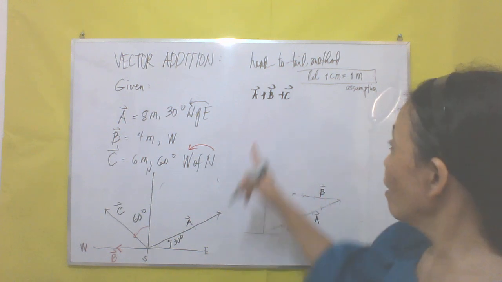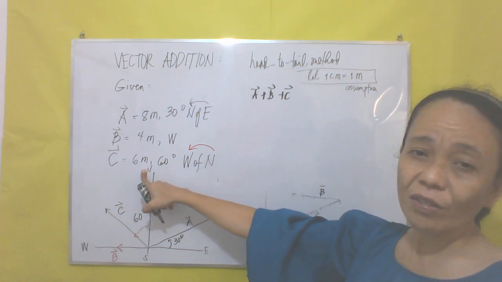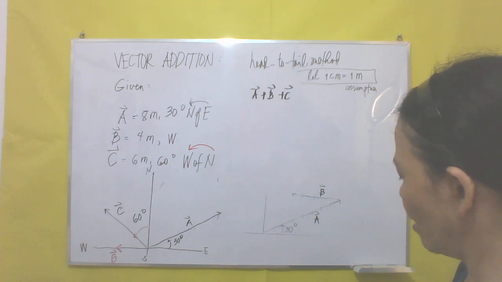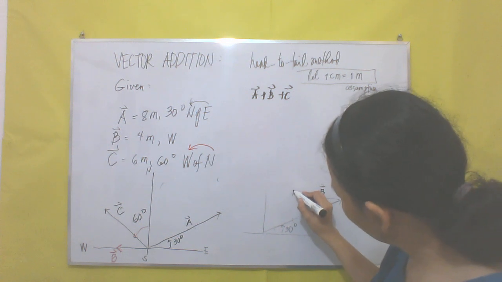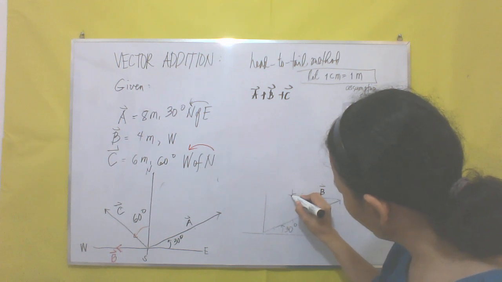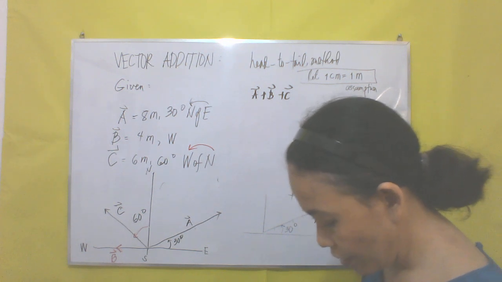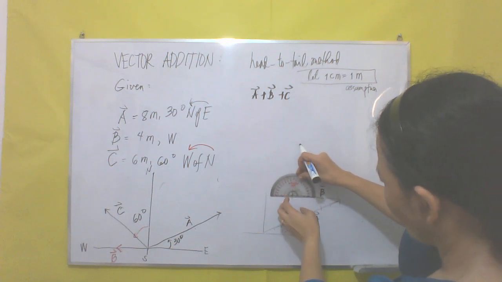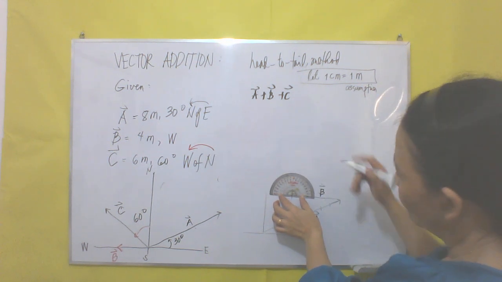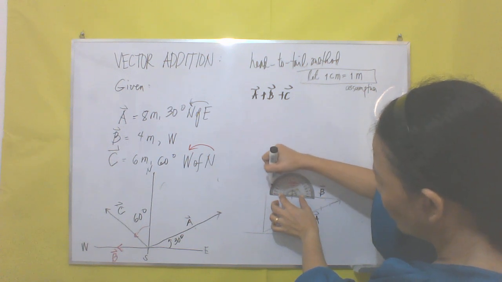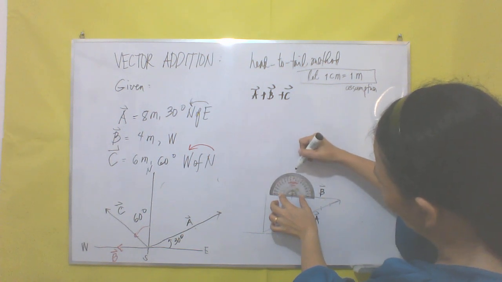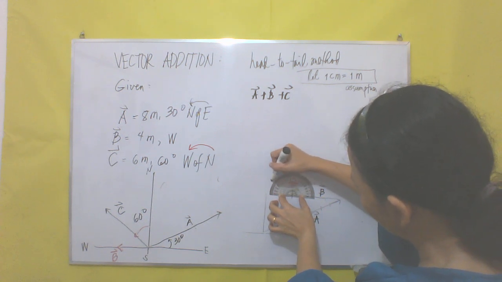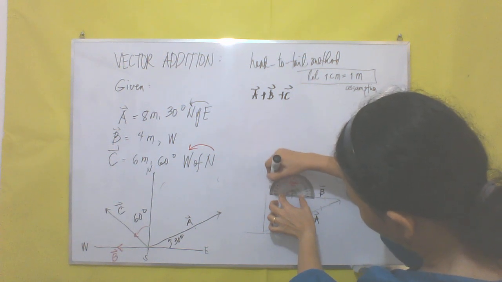Next, how about vector C? 6 meters, 60 degrees west of north. Here, we're going to again draw a small Cartesian plane. Using your protractor, you're going to measure 60 degrees. From north, it points west. So the angle here we have 10, 20, 30, 40, 50, 60. So this is 60.